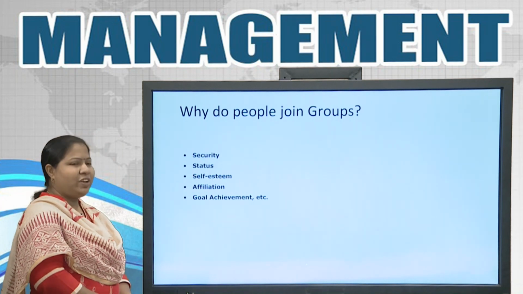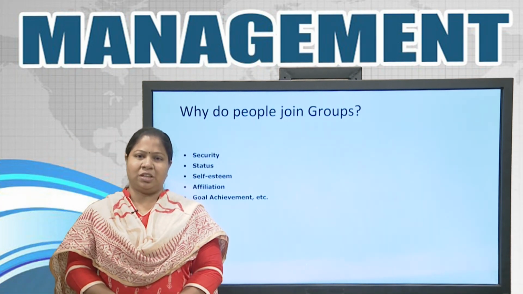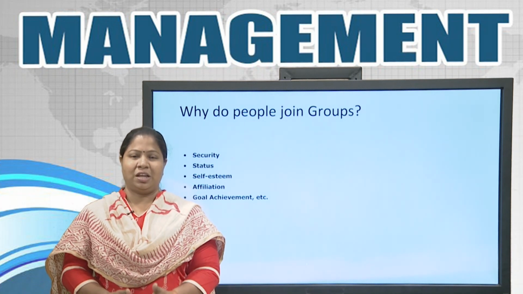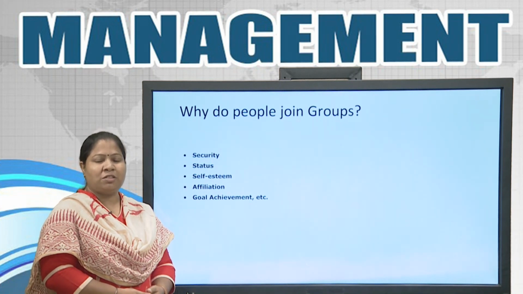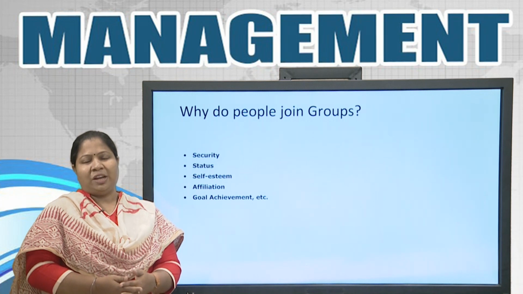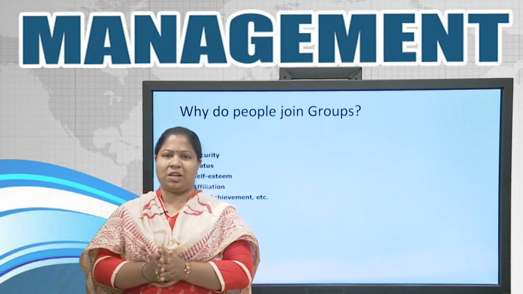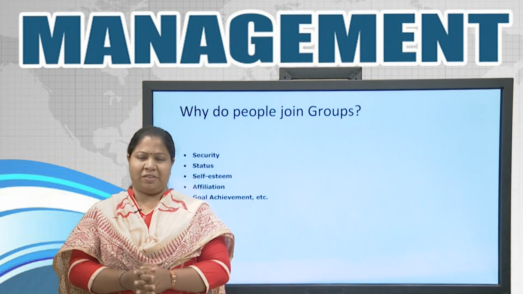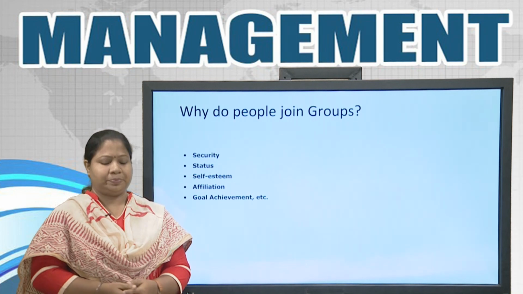Third comes affiliation. We join society for affiliation. The person should be affiliated. And the last one is goal achievement. These both go together. Whenever you form a group, that group must have some goal. Without a goal, without any task, the group cannot be formed.